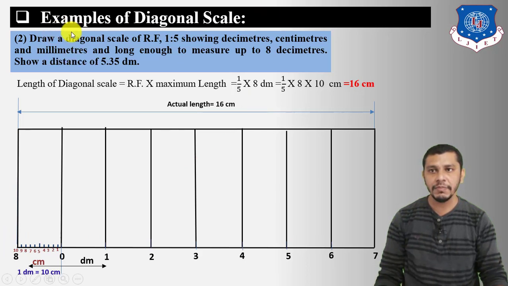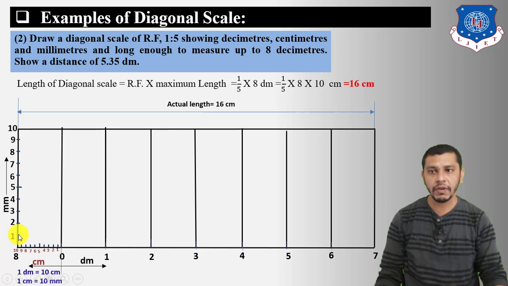Now what about the millimeters? This subunit of the subunit is represented on the vertical scale line to draw the diagonals. So what is the relation between centimeters and millimeters? Again, 10 millimeters is equal to 1 centimeter. So here we have to show the mm on the vertical scale, and we have to divide it into 10 equal parts, because 1 centimeter is equal to 10 mm. So divide it into 10 equal parts, show 1, 2, 3, 4, 5, 6 up to 10.